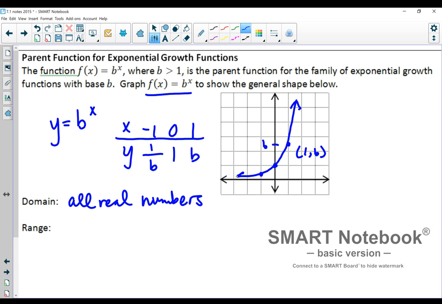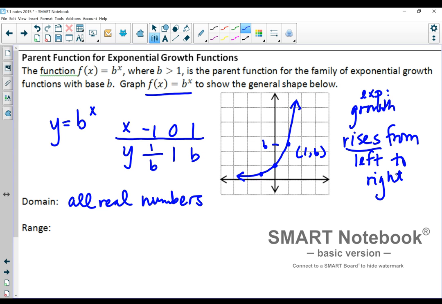So you can see that our exponential growth functions are going to have a shape like this. It rises from left to right. And again, this is for exponential growth. Rises from left to right. When we look at decay, it will fall. And then we might also notice here that our x-axis is like an asymptote.